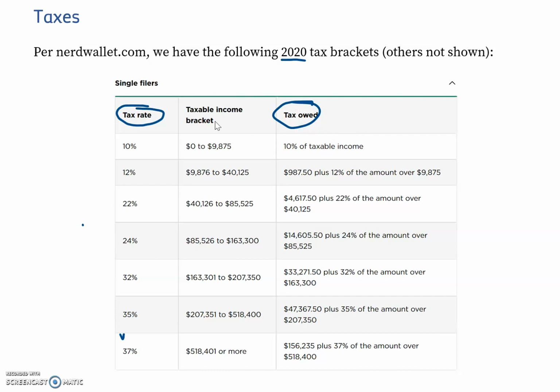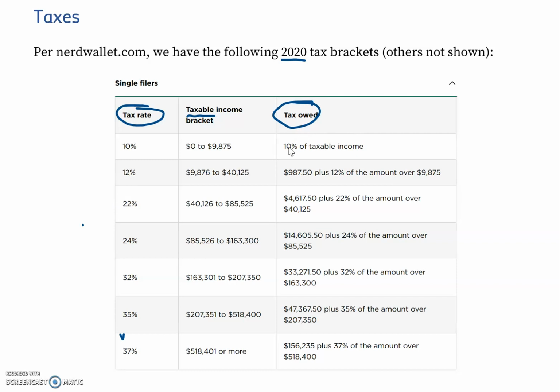Your tax owed and your tax rate are all based on your income, your taxable income. Not everything that you make is going to be taxed. So let's say you make $50,000 a year, your taxable income is not going to be $50,000. It will be less. Let's say you make $200,000 a year. It's not going to be $200,000. It will be less. So whatever your taxable income is, that tells you which tax rate you're at. Again, just a nominal bracket.